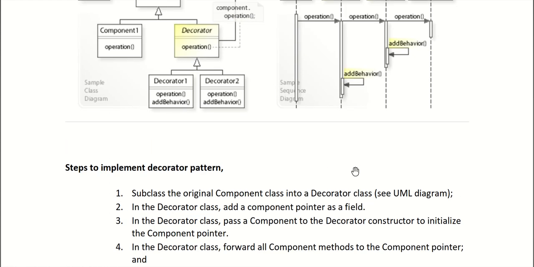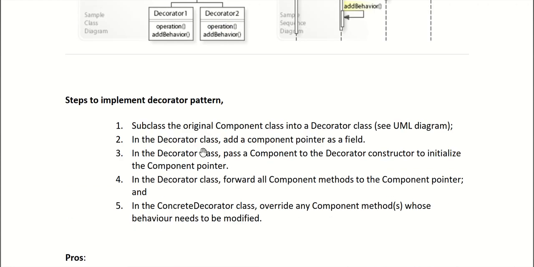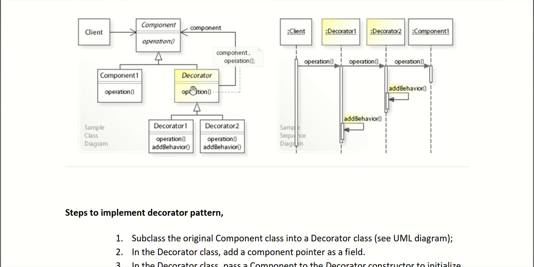If you see here, this is my component. It's an existing component which is lacking some features or needed functionality. So what I will do, I basically create a subclass called decorator from that component class. That is the first step. In the decorator class, add a component pointer as a field. In this decorator class, basically I maintain a reference to this component.